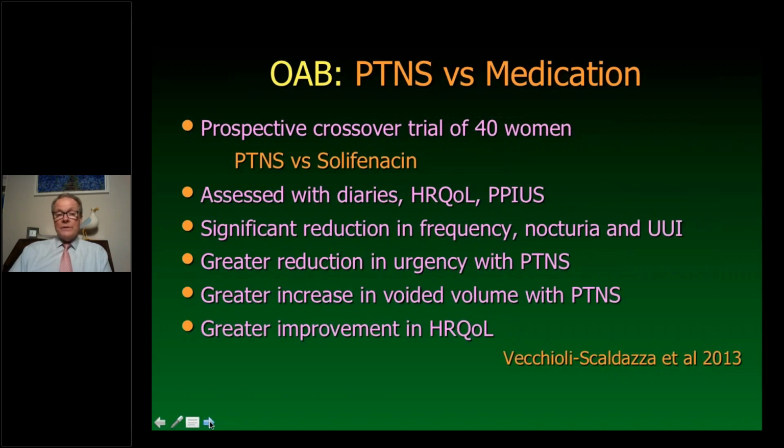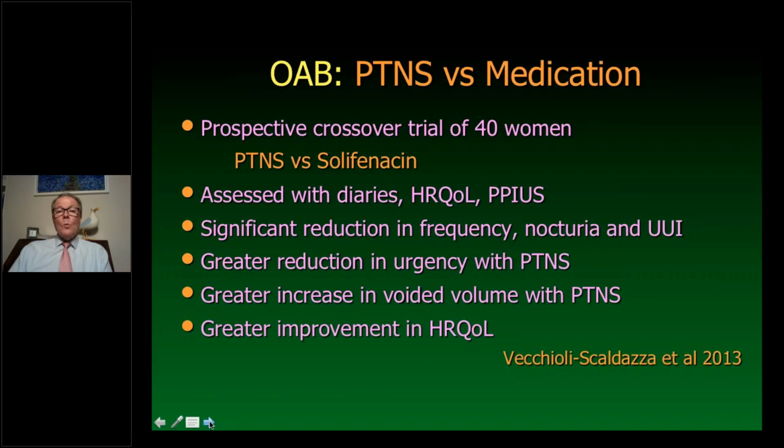How does PTNS compare with solifenacin, which is perhaps the most commonly used antimuscarinic drug on the market at the moment? This was a prospective crossover trial of 40 women, and overall there was a significant reduction in frequency, nocturia, and urgency urinary incontinence, but there was a greater reduction in urgency with PTNS, a greater increase in voided volume, and a greater improvement in health-related quality of life. So here, perhaps a greater effect of PTNS as compared to solifenacin.